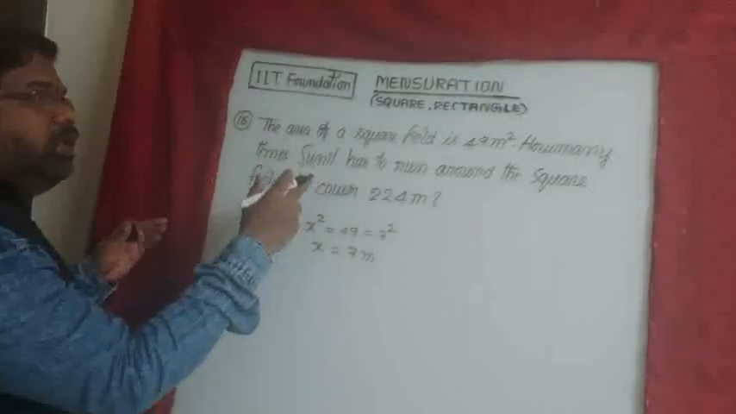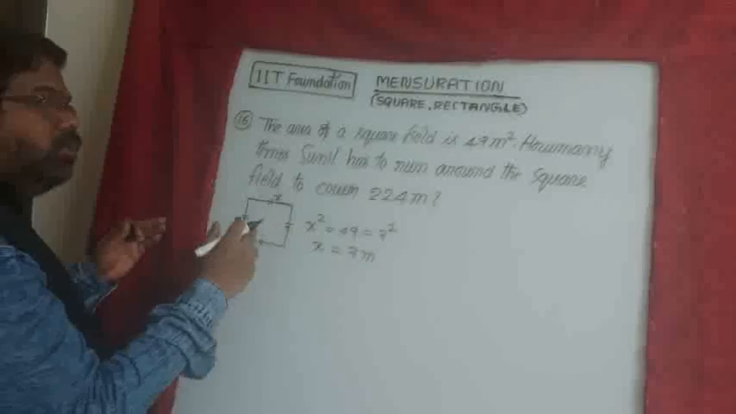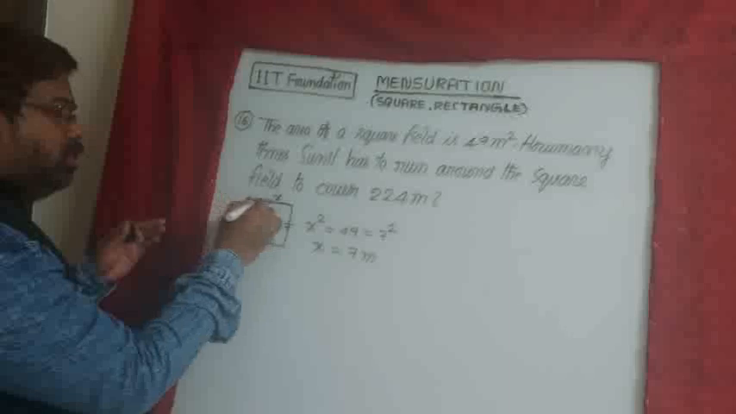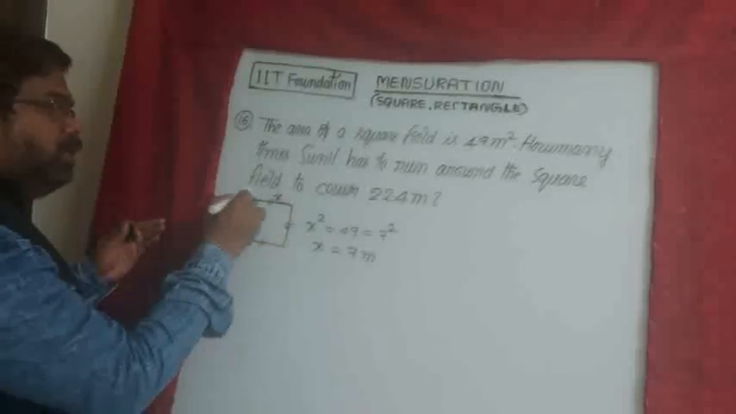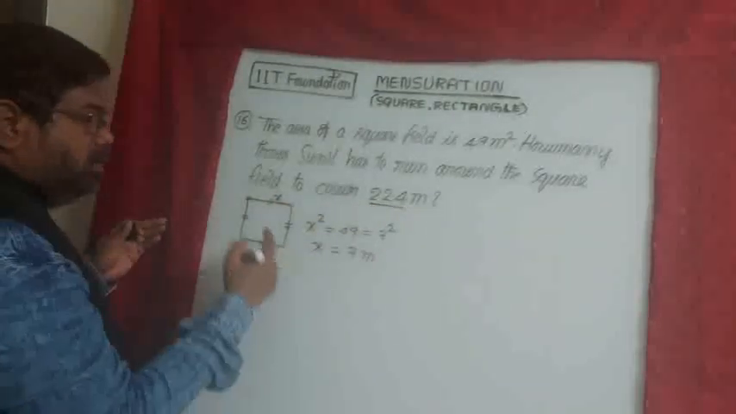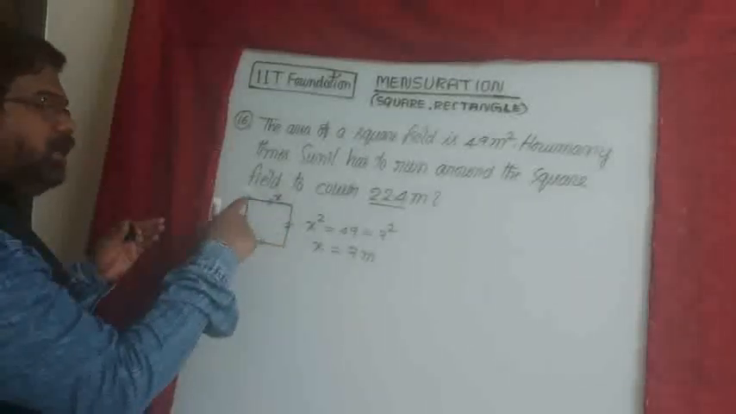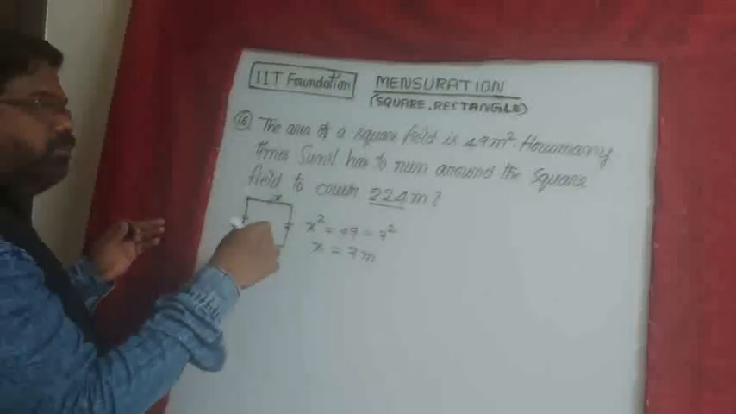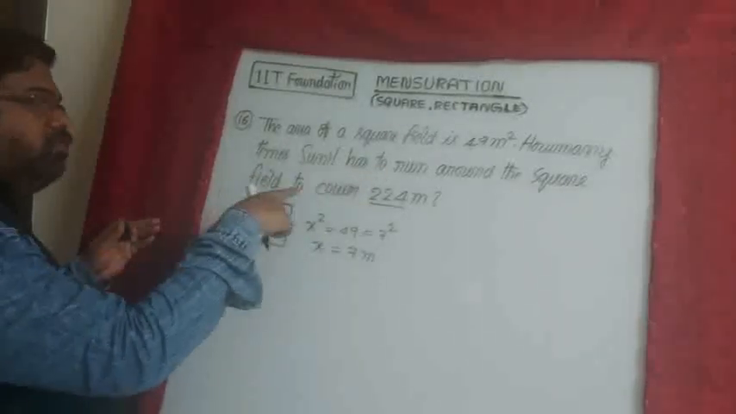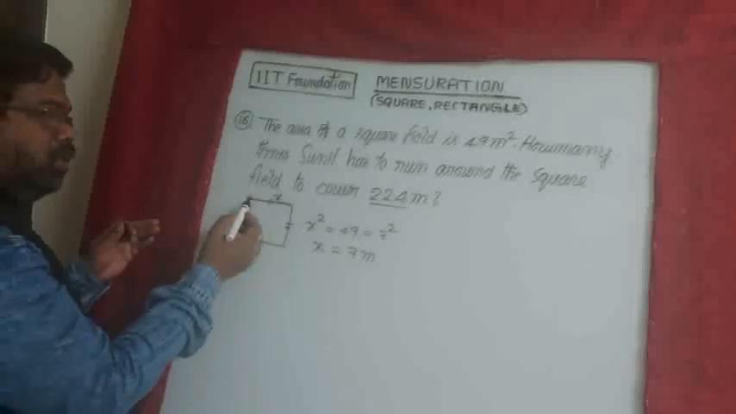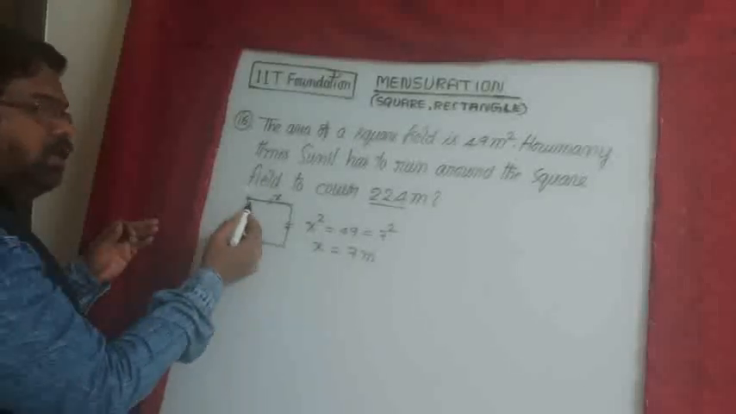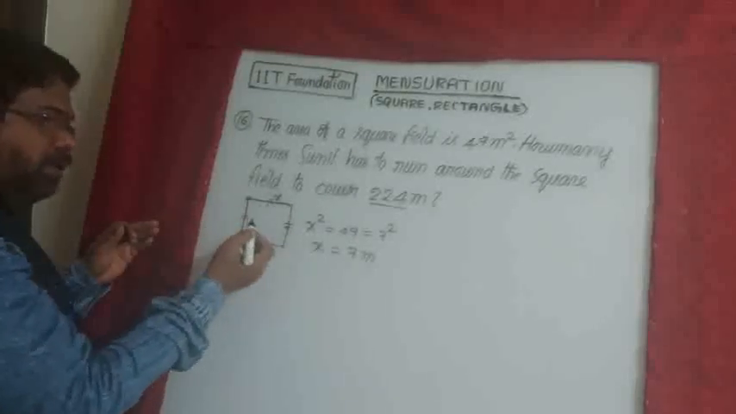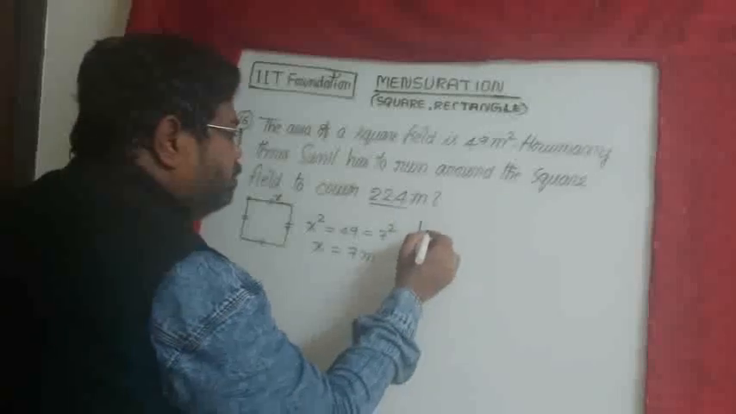How many times does Sunil have to run around a square field to cover 224 meters? So he is running rounds. He has to complete a total of 224 meters. So to cover 224 meters, how many rounds must he run? For one round, how much distance will he cover? The perimeter. So what is the perimeter here?